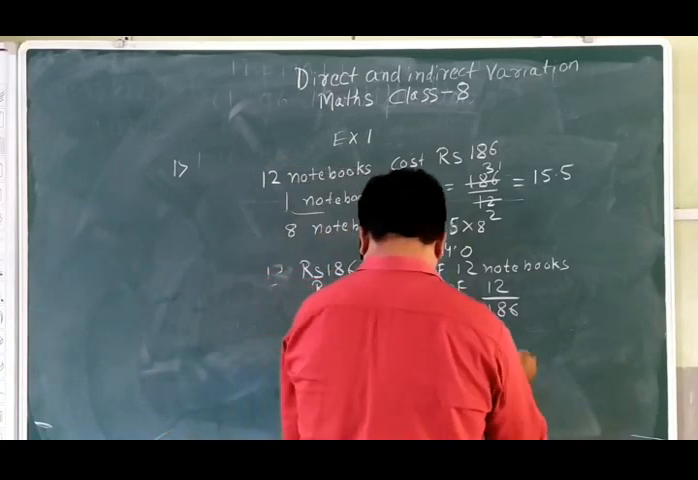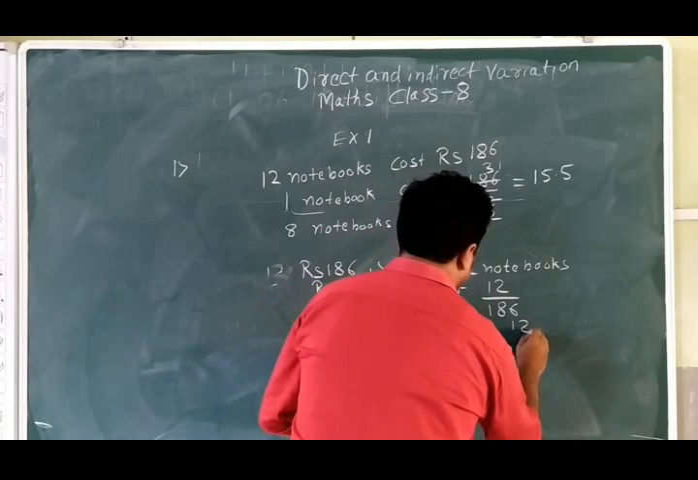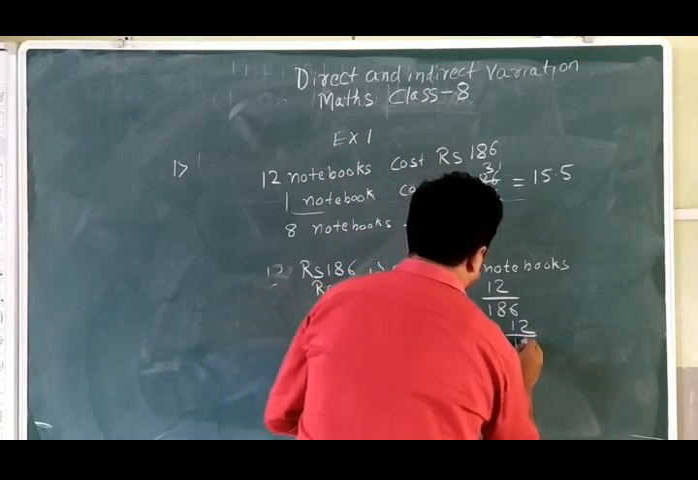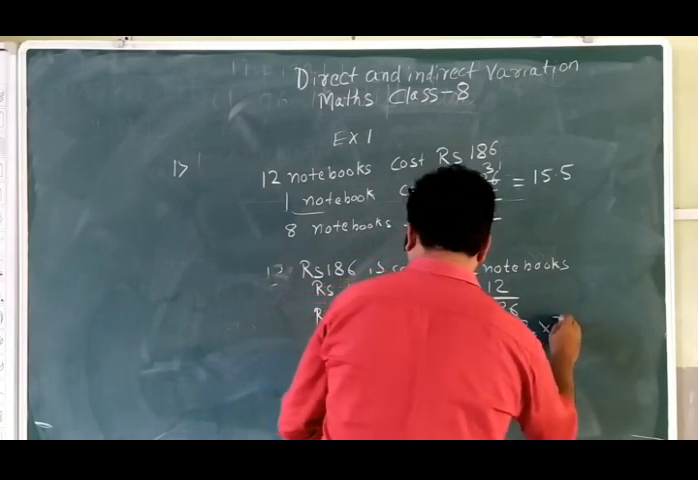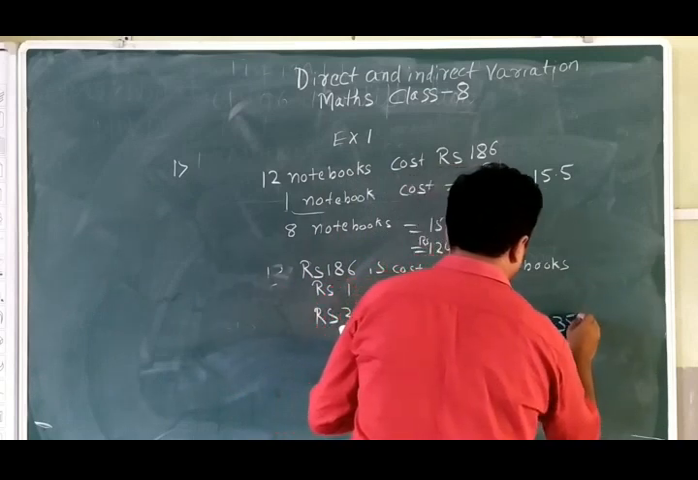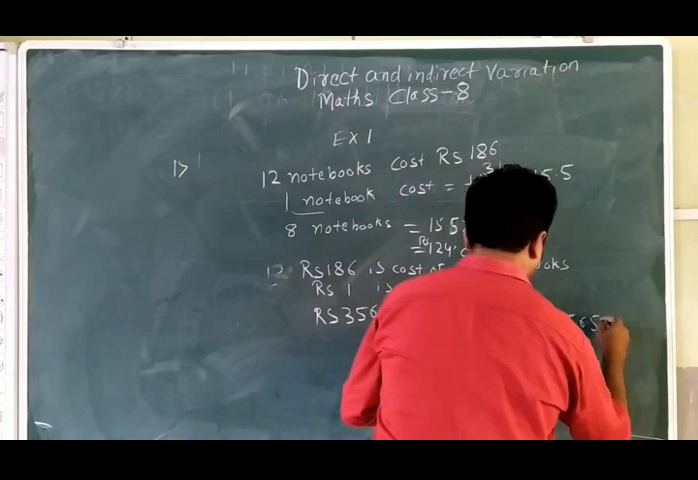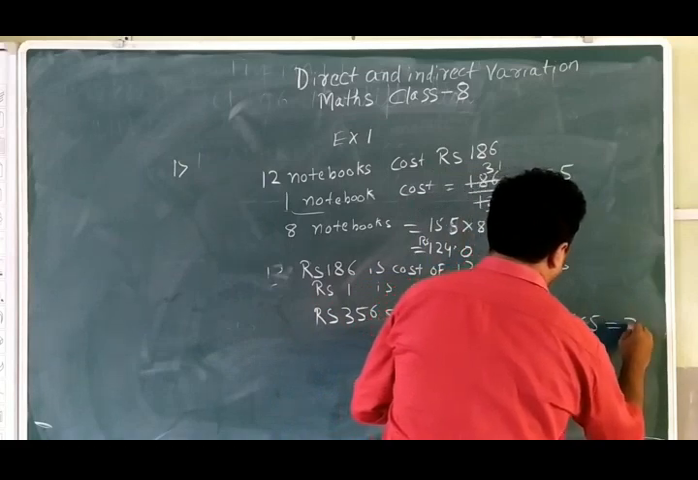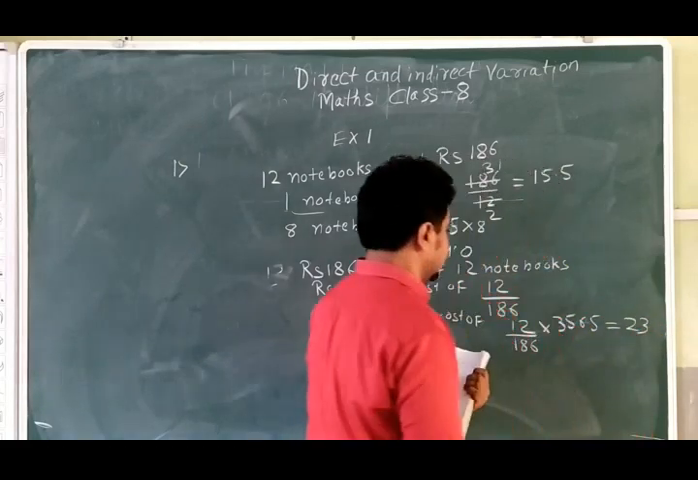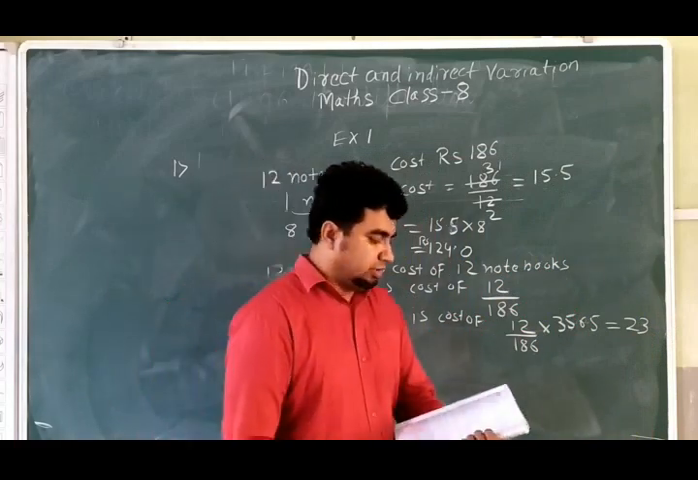we can find 12 by 186 into 356.5. So while solving this value, we will be getting 23 notebooks. So you will be able to get about 23 notebooks.